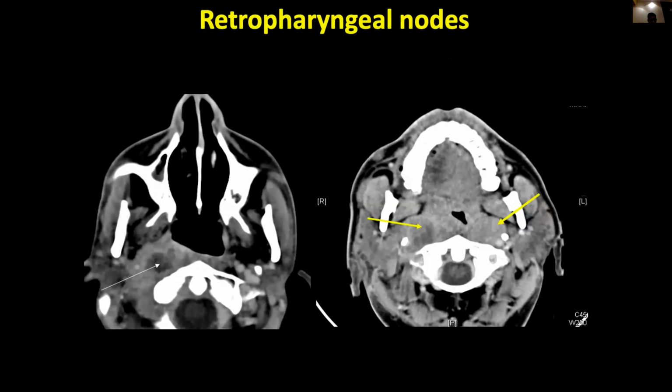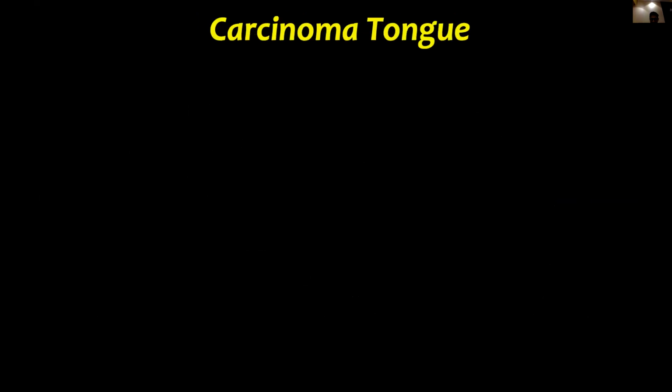Apart from the T staging of the disease, one must look for the retropharyngeal nodes. The retropharyngeal nodes are laterally placed. They are usually necrotic and they are bilateral. Remember that the retropharyngeal nodes and the parapharyngeal nodes are the sentinel draining site for nasopharyngeal CA. And then the next nodal stations are level 2, level 3, and level 4. One must look for all the nodal stations because there is very high propensity of nasopharyngeal CA to throw nodal metastasis.